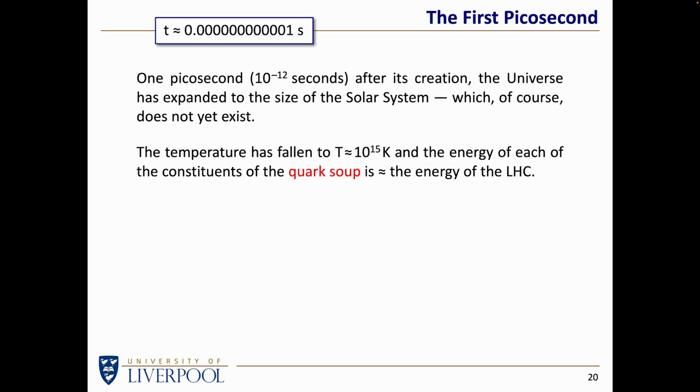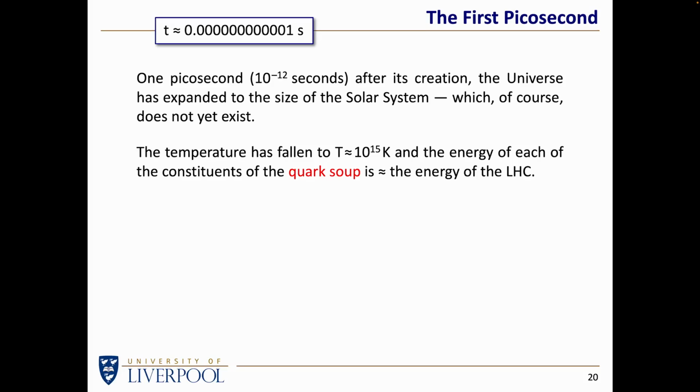Let's just assume that the matter we're making are quarks. It's probably a mixture of quarks and electrons and loads of other particles. But for convenience, let's just call it a quark soup. The energy of each of the constituents in the quark soup is, roughly speaking, equal to the energy that we can create in the Large Hadron Collider.